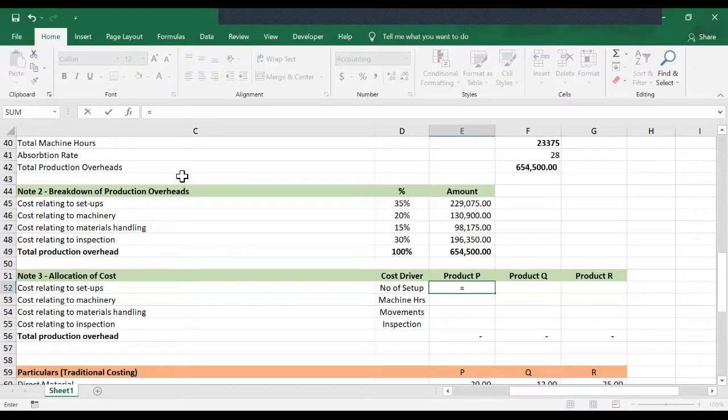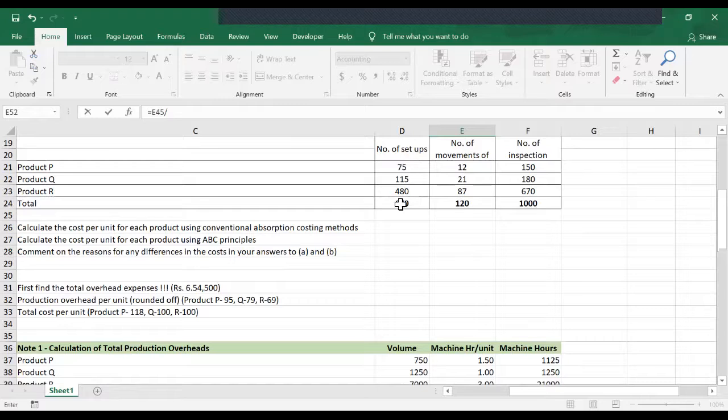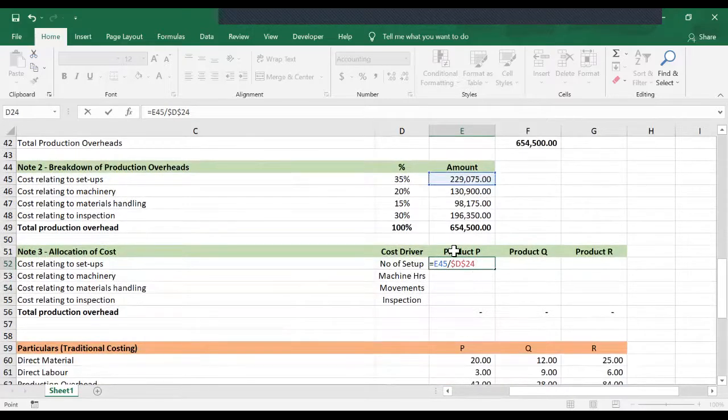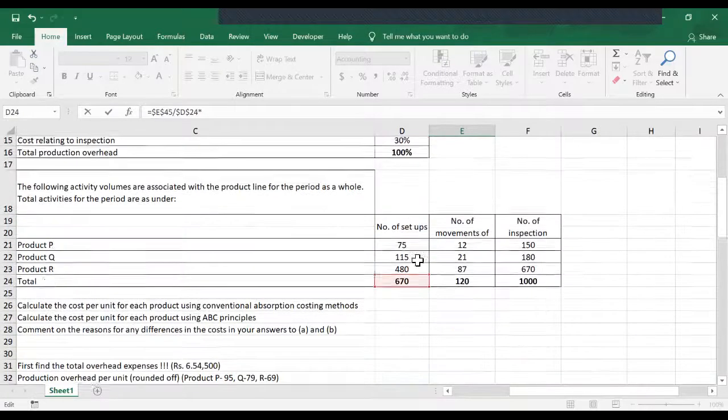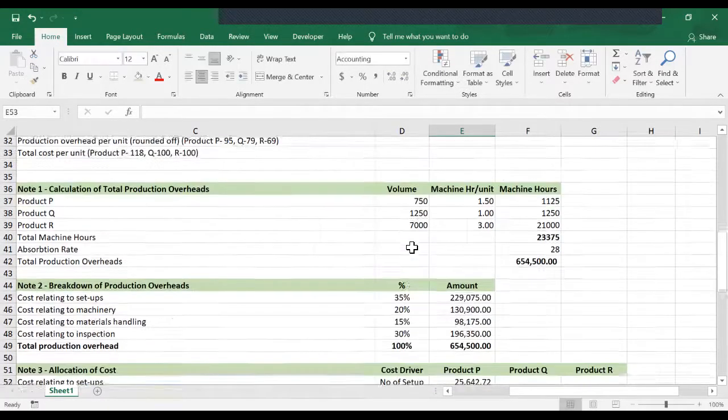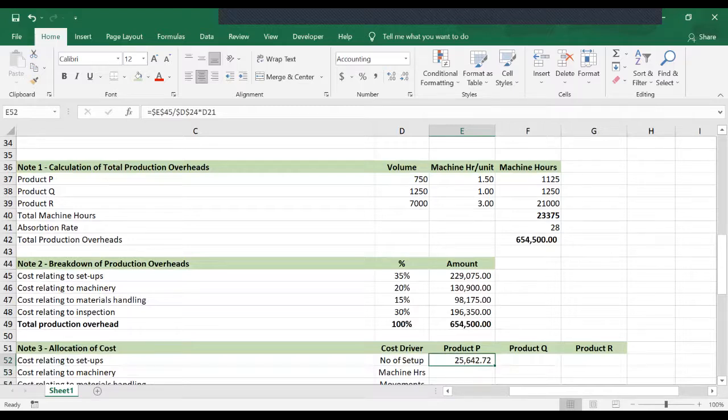So equal to cost of setup is the total cost. Now I'll divide this by the total number of setups, and I'll use F4 to fix this amount. So if I put F4, this gets fixed referencing, and now I'll multiply it with the. In fact, I should fix reference this one as well, because these are not changing. That's why I'm fixed referencing them. And now the only thing that I need to change is this number of setups. Actually this won't really work over here because I'm dragging it to the right. But anyways, I hope you get the point.